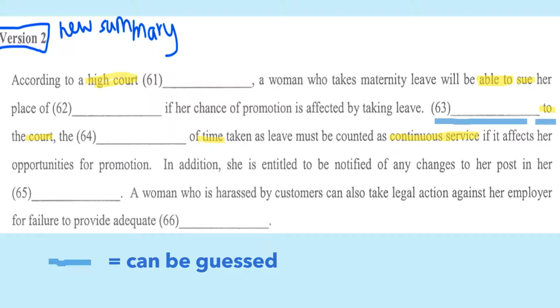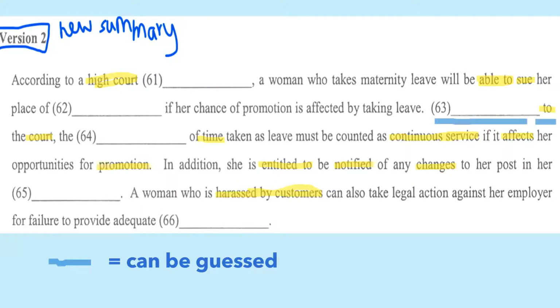So if they are taking a holiday, then it should be counted as their service time if it affects her opportunities for promotion. And this is affecting whether they can be promoted. They're not working. So maybe that's why the company thinks, oh, they cannot be promoted. They cannot be the manager because during this time they did nothing. In addition, she's entitled to be notified. So they have the right to be notified of any changes to her post in her something.